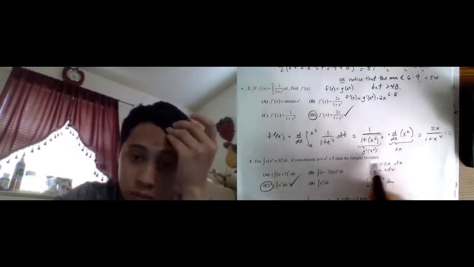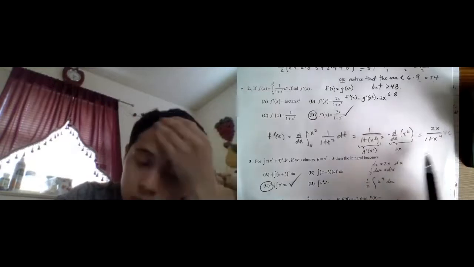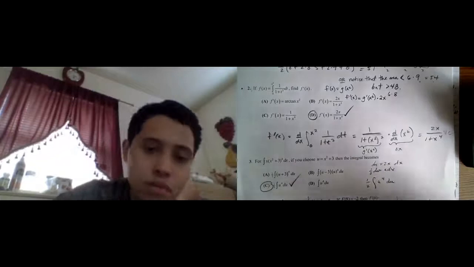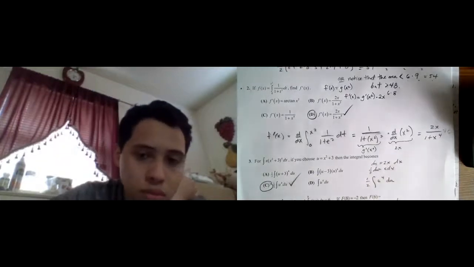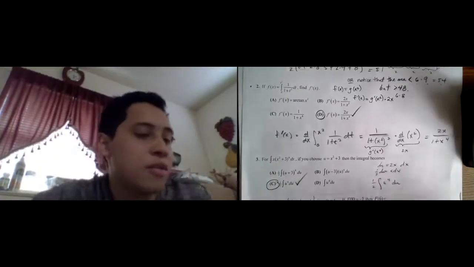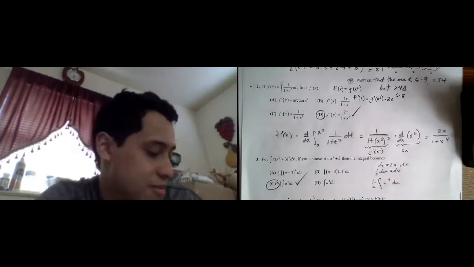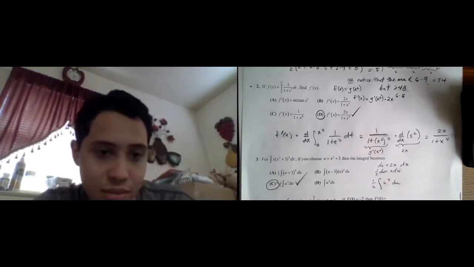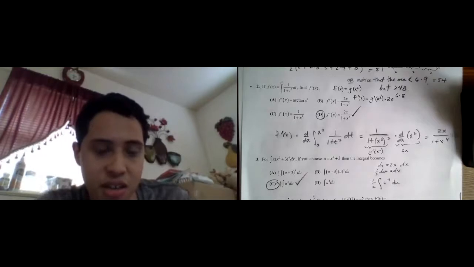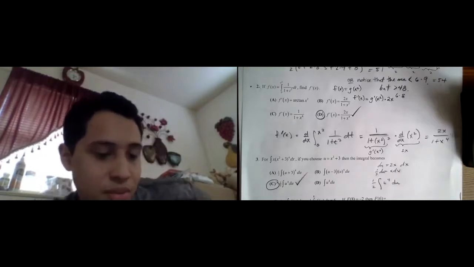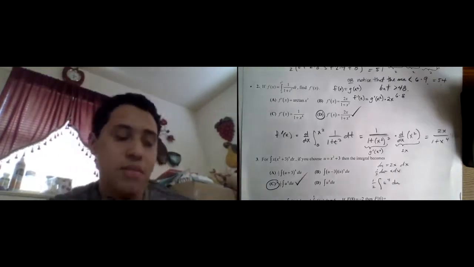So then when we multiply those two quantities together, we just get 2x in the numerator, and then 1 plus x to the fourth, because x squared squared is x to the fourth. Okay. Yeah, I forgot to do the chain rule. That's my mistake. Okay, so did you choose? I chose C.